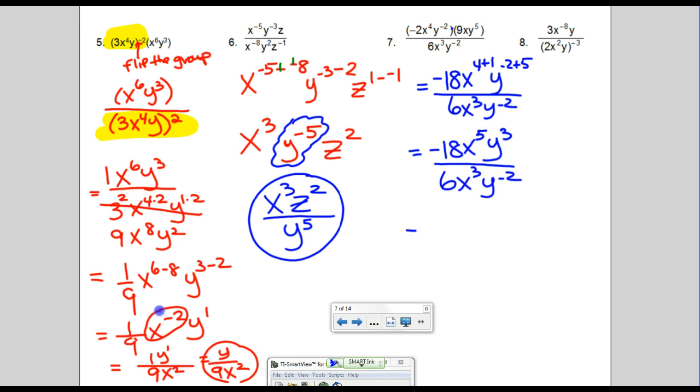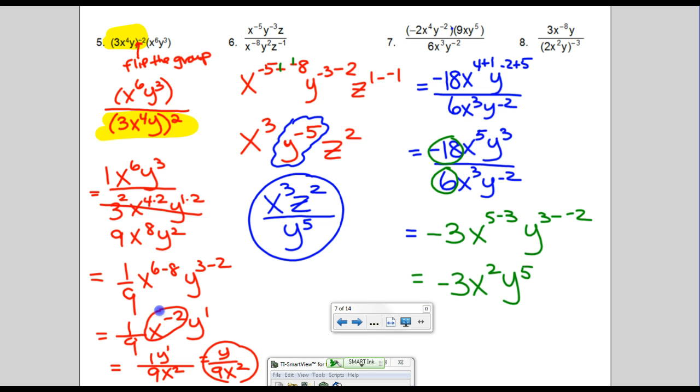Okay, now we're division. We're going to divide the numbers like normal. So negative 18 divided by 6 is negative 3. X divided by x, you subtract the powers. And then y divided by y, you subtract the powers. So just be careful when you're working with the negatives. And there are no negative powers. Please be careful. This negative 3 does not mean a flip. It only means a flip if it's a power in the negative. So negative 3 is okay. So that would be your answer.